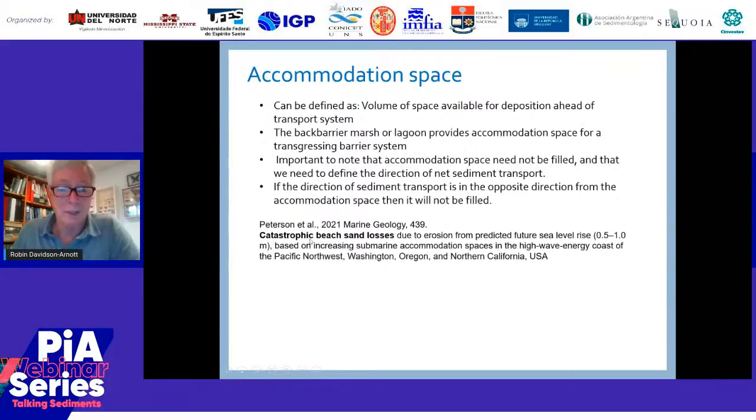So here's another example of a catastrophic beach sand loss. This is a paper that came out just a few weeks ago by Peterson. And what it does is it suggests that there will be catastrophic beach sand losses on the Pacific Northwest coast of the USA because there is accommodation space in the nearshore submarine area. And they're expecting then that sea level rise will result in transport offshore based on the Bruun model to fill that accommodation space. If you look at the RDA model instead, what I would suggest is that the sediment will migrate landward as cliff erosion and estuaries migrate, and that there will be no sand loss or limited sand loss offshore to the accommodation offshore because net sediment movement is always in the onshore direction.